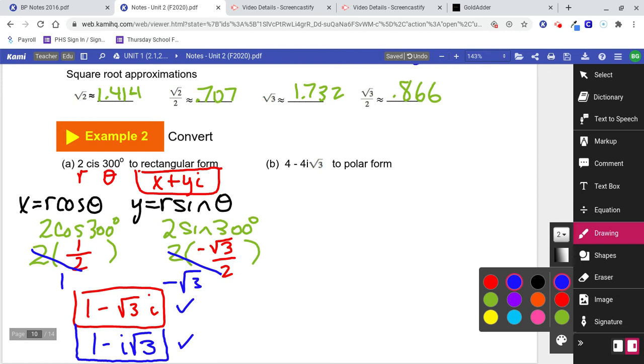All right, part B. Convert to polar form. This one's going to be a little bit harder. Polar form, remember, is r cis theta.